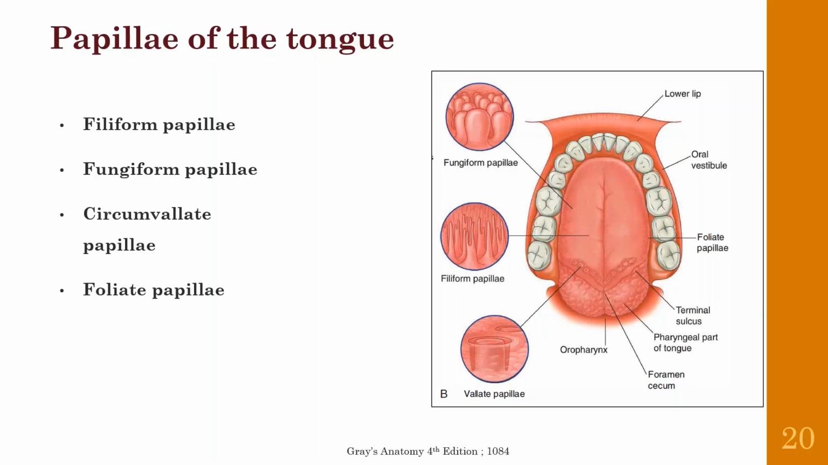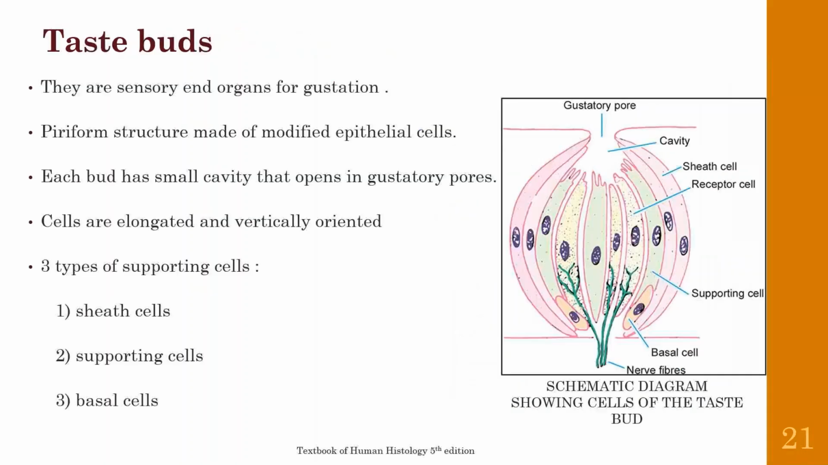The foliate papillae are present at the lateral border just in front of the circumvallate papillae. They are leaf-shaped. Taste buds are sensory end organs for gustation. They are pyriform structures made of modified epithelial cells.